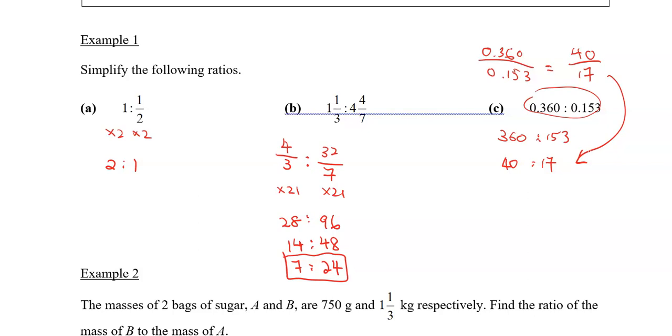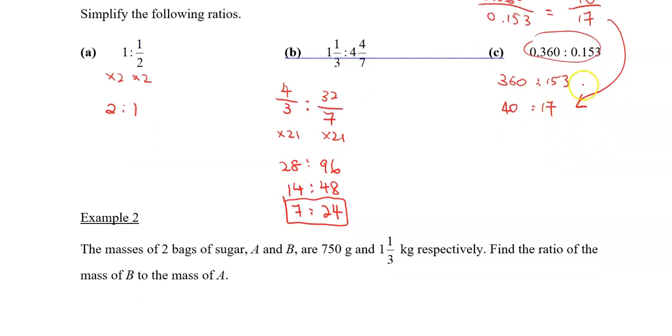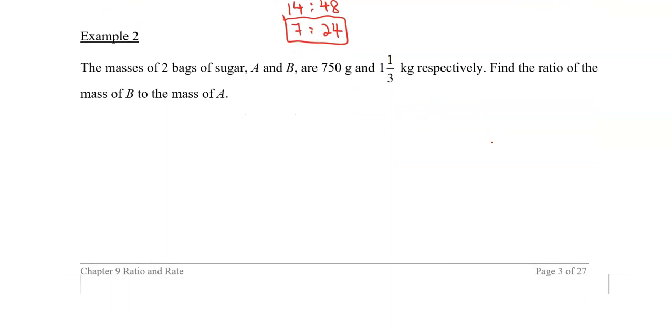This is a very simple concept. If a question states simplify, you're expected to convert it into whole numbers and divide both sides by a common factor. Example 2: the masses of two bags of sugar A and B are 750 grams and 1 and 1/3 kg respectively. Find the ratio of the mass of B to the mass of A.